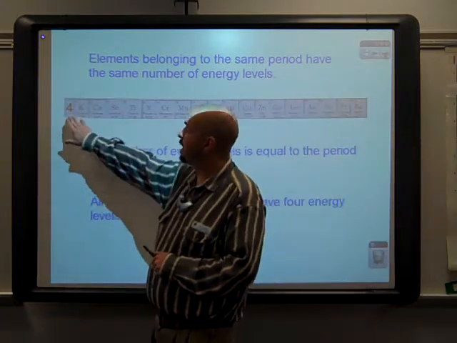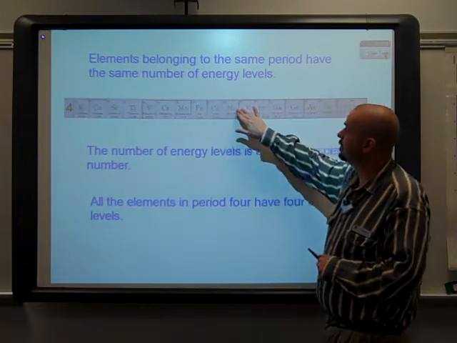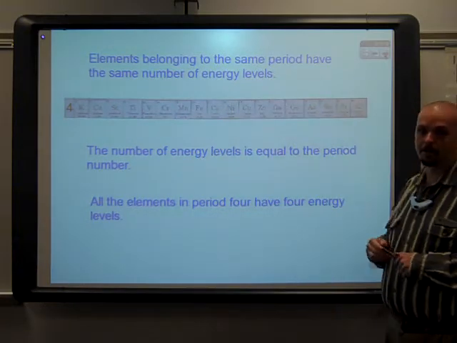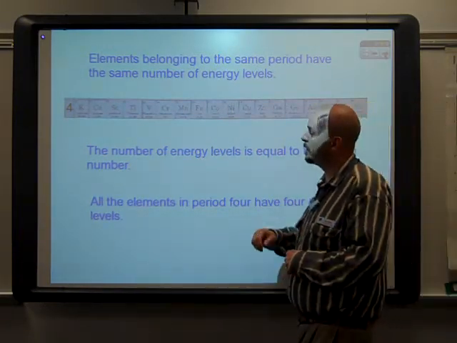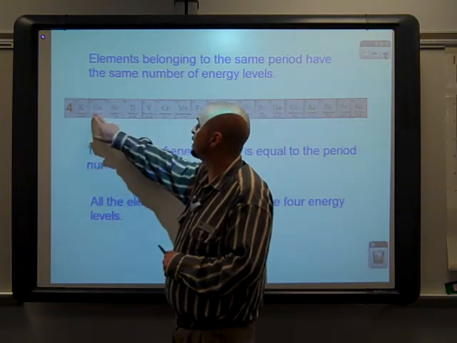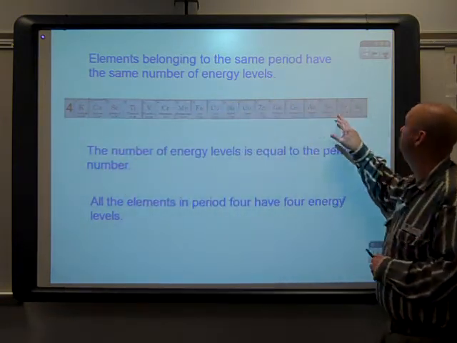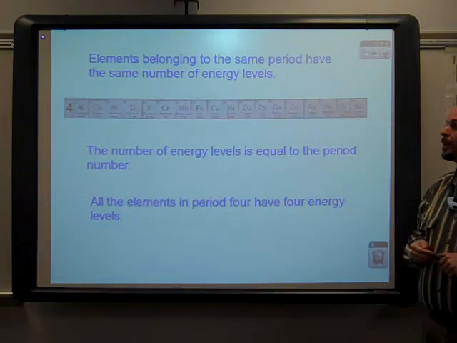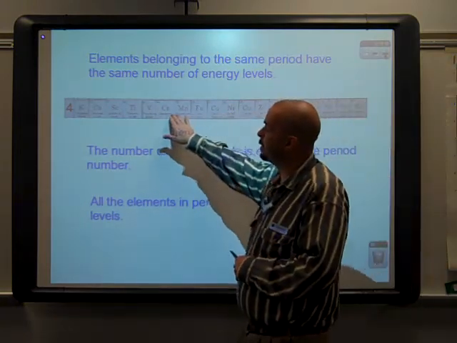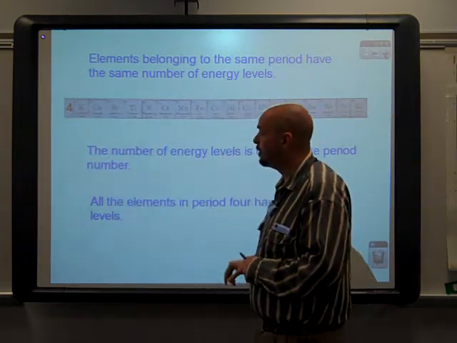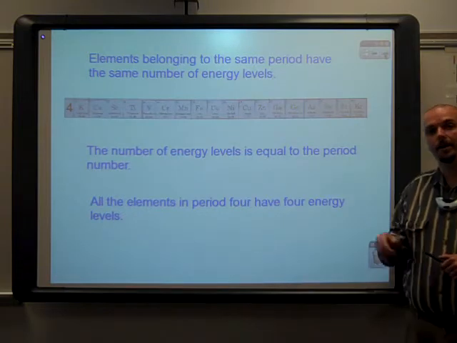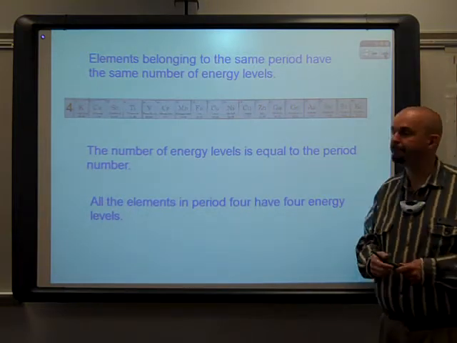The period number tells us how many energy levels the elements in that period have. Again, this is period number 4. Potassium and calcium on this side, bromine and krypton on the opposite side. All of these elements in period number 4 have 4 energy levels. It's that simple.